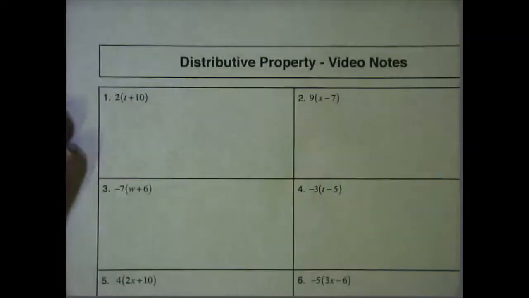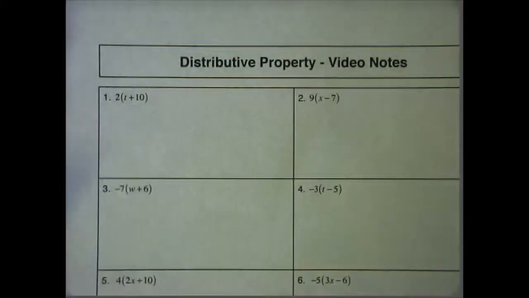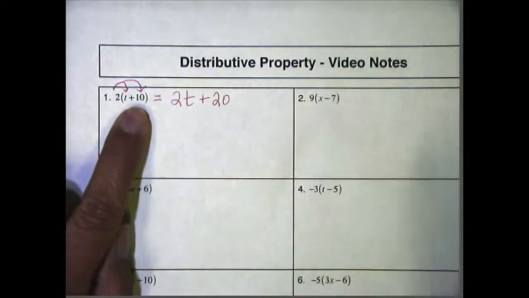On the video notes, we've got 2 times the quantity t plus 10, or the sum of t plus 10. And remember, we're going to take everything on the outside and we're going to multiply it by everything on the inside. So 2 times t is 2t, and 2 times 10 is positive 20.